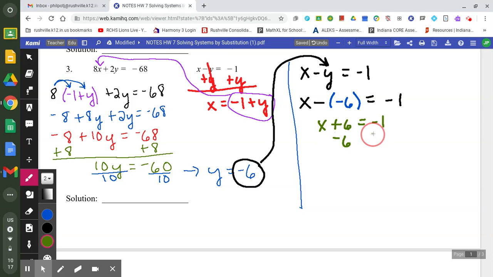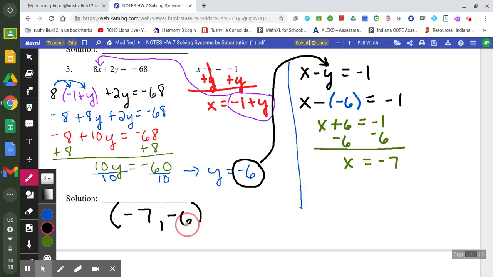Subtract 6 on both sides of the equal sign. X equals -1 minus 6 is -7. So my solution, and remember, the x value comes first, so the x is -7, and the y is -6, and that is my solution.